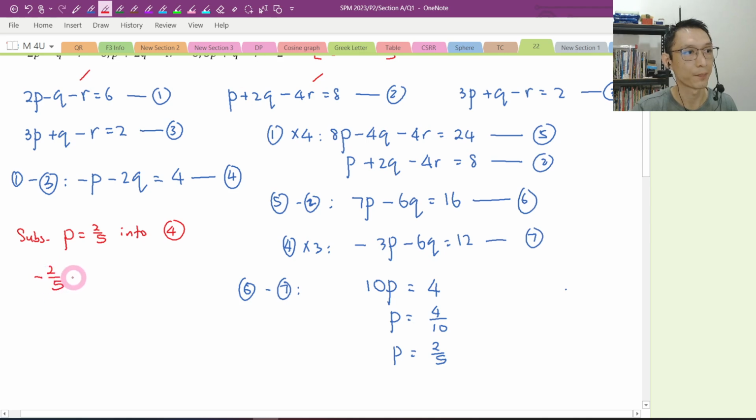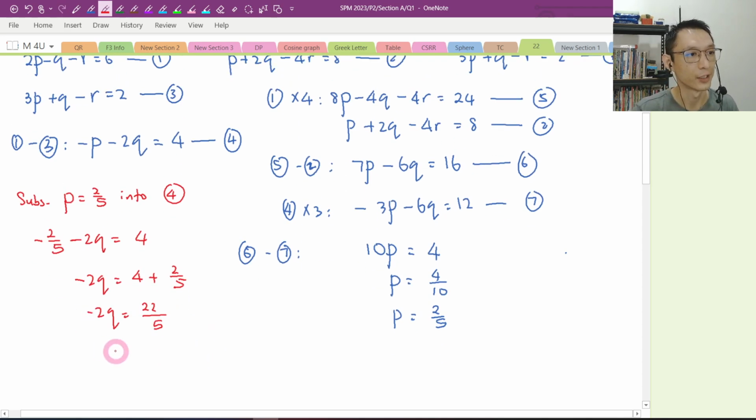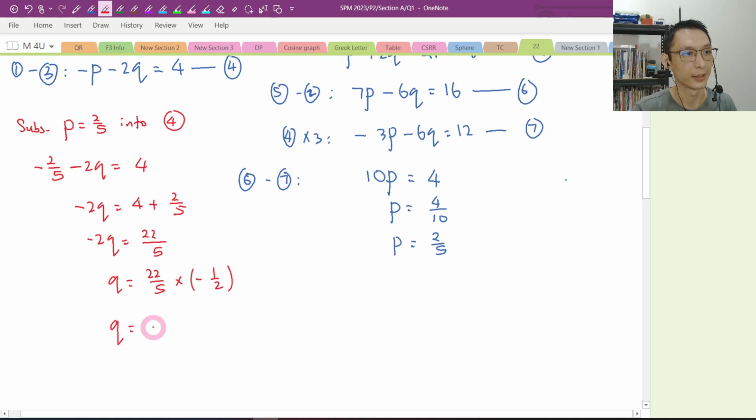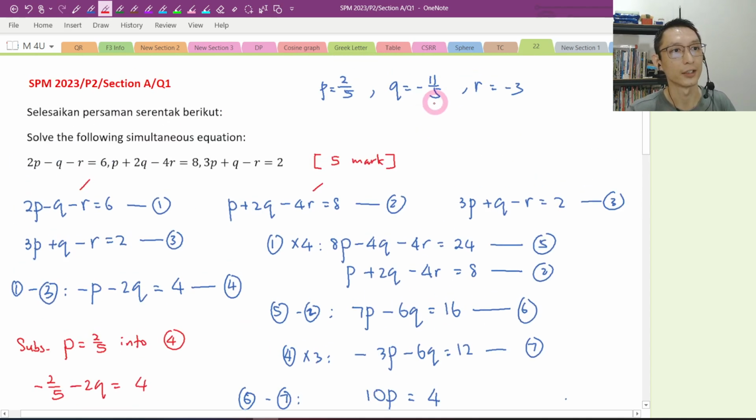Negative 2 over 5 plus, minus negative q is equal to 4. Okay, so negative 2q is equal to 4 plus 2 over 5. This you can press your calculator, which is 22 over 5, right? Okay, so q is equal to 22 over 5 divided by negative 2, which means times negative 1 over 2. This will give you negative 11 over 5. Is this correct? Okay, correct.